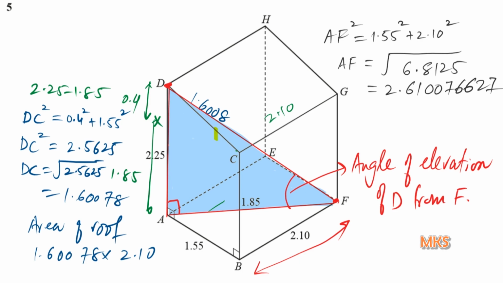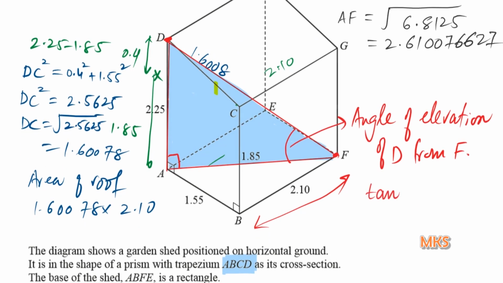Now we have to find the angle of elevation. We have to find the angle AFD. Tan of angle AFD will be opposite, which is 2.25, divided by AF, which we have got, 2.61007. The answer displayed on my calculator is 0.610076627.